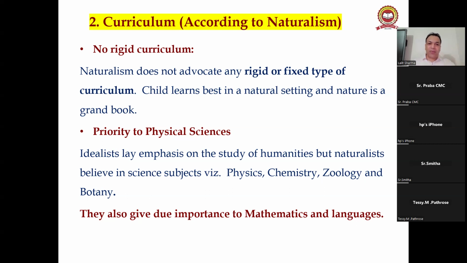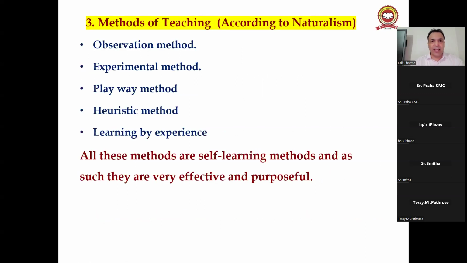All right, priority to the physical sciences; according to naturalism, they give priority to the physical sciences. Method of teaching: observation method. Naturally, when we talk about naturalism, है ना, when we give an assignment to the student, we say to the student, go into nature, observe nature very keenly, see how the water is coming from the higher end, right? How the sunlight is coming in the jungle? Look at all the things, observe nature very keenly. Naturally, we have to give the observation method.